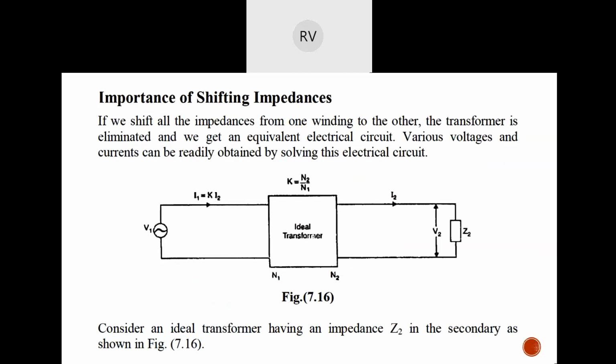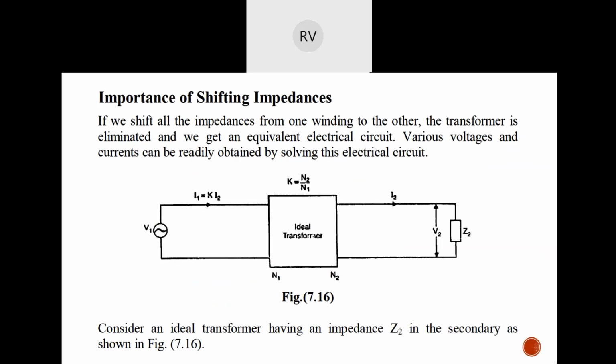Okay. Now, what is the importance of shifting these parameters? Why are we going to shift the parameters from one side to the secondary side? So let us see how this will happen. If we shift the impedances from one winding to the other, the transformer is eliminated and we can get the equivalent electrical circuit. Various voltages and currents can be readily obtained by solving this electrical circuit.